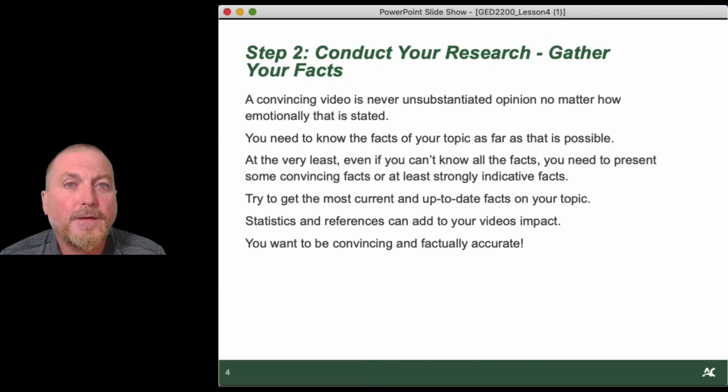If we ever want to save free speech in social media, or save free speech from social media, we're going to have to be able to interpret facts, right? And portray facts effectively. So you need to know the facts of your topic as far as that is possible. Obviously, you don't need to write a book, but you need to have some key facts to convince people that what you say in your 5-minute video is in fact based in truthfulness, all right? So even if you don't know all the facts, you need to present some convincing facts, or at least strongly indicative facts, okay?